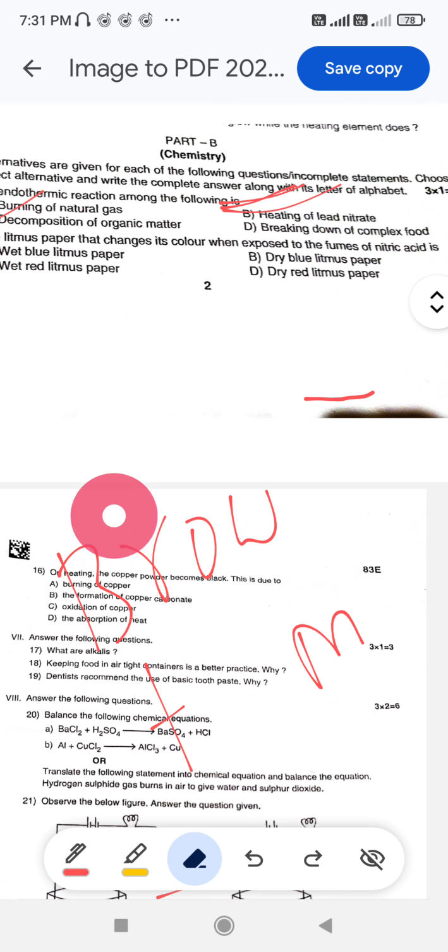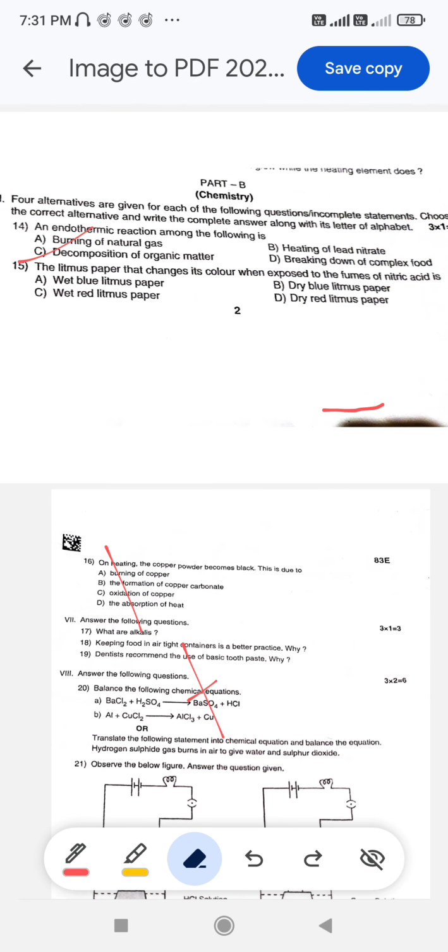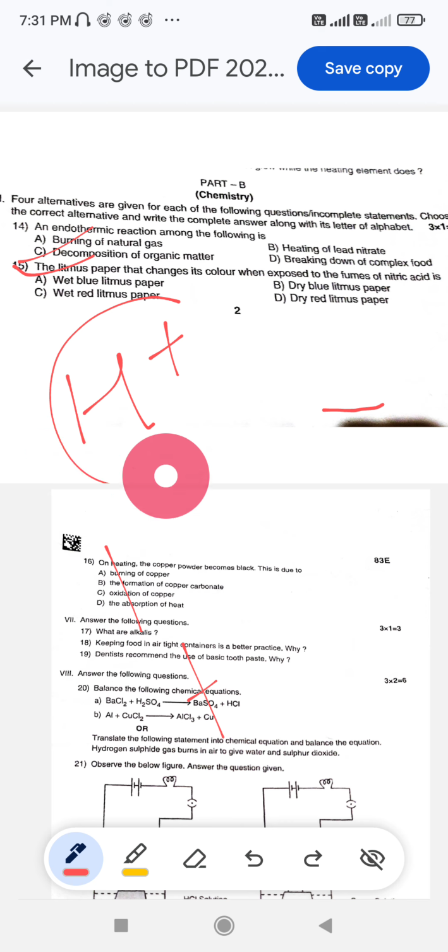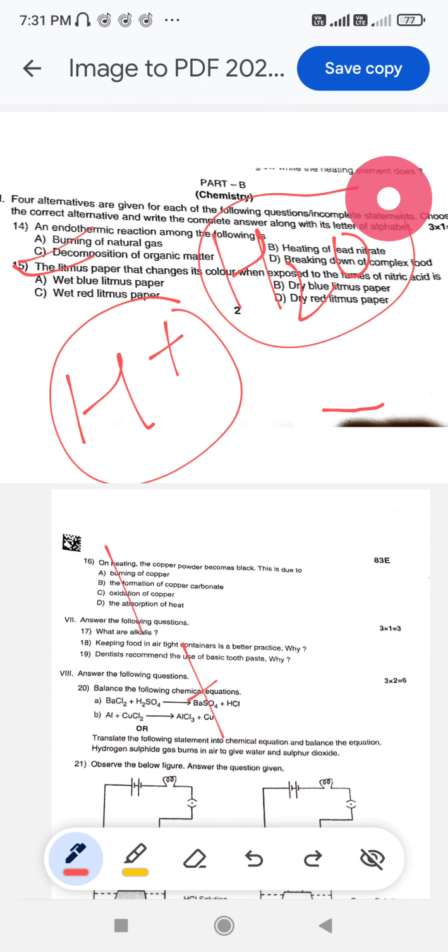Next question: the litmus paper that changes its color when exposed to the fumes of nitric acid. They are saying the litmus paper changes its color when exposed to the fumes of nitric acid. The answer is wet blue litmus paper. Always remember that hydronium ions, or H plus ions, are produced only in the presence of water molecules, H2O.